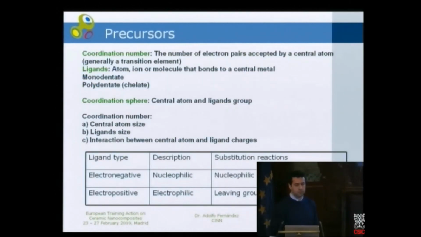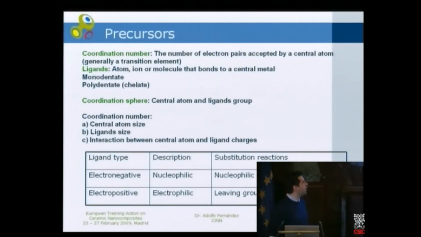Some more definitions before starting to describe the reactions. For example, in a metallic center, the coordination number is the number of electron pairs accepted by a central atom, generally a transition element. The ligand is the atom, ion, or molecule that bonds to a central metal, and ligands can be classified as monodentate or polydentate, depending on the number of bonds between the metal and the ligand. And the coordination sphere is the conjunction of the two things, the central atom and the ligand group.